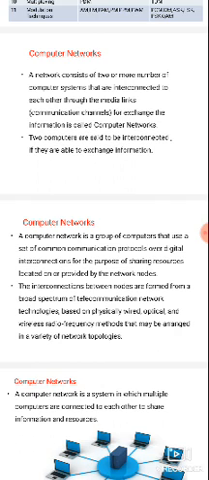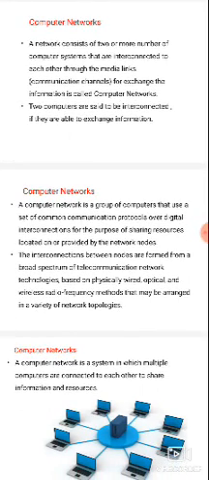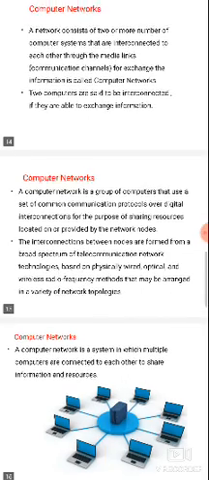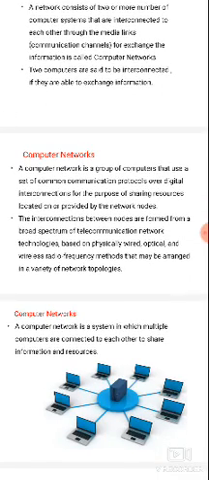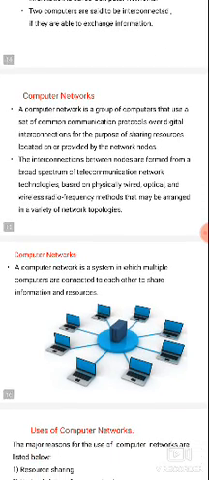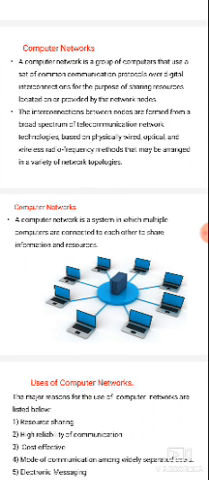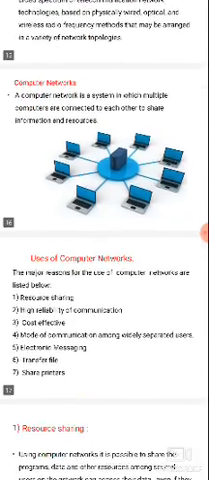A computer network consists of a group of computers, using a set of common communication protocols over a digital interconnection for the purpose of sharing resources. The interconnection of nodes uses telecommunication network technologies based on physical wired, optical, and wireless radio frequency methods. This is the simple block diagram of a computer network. A computer network is a system in which multiple computers are connected to each other to share information.